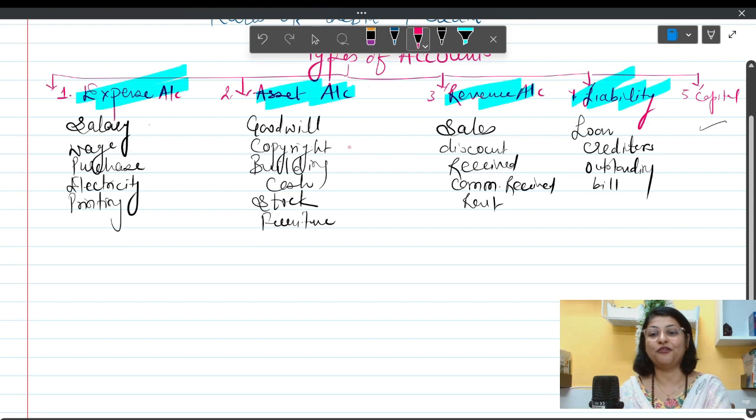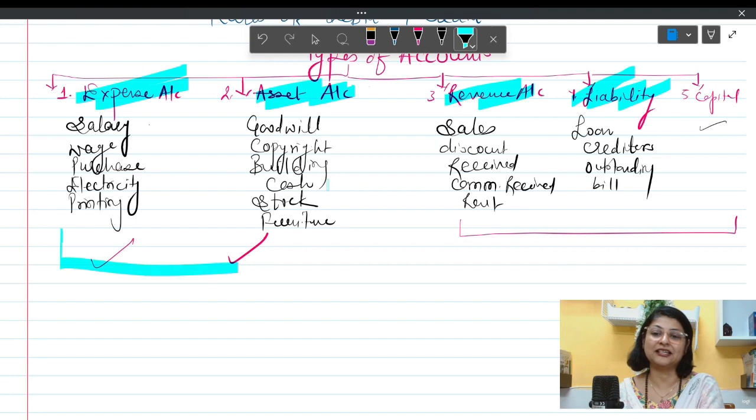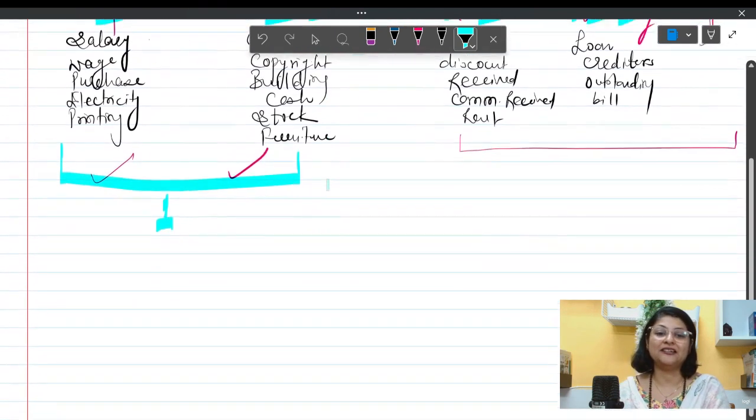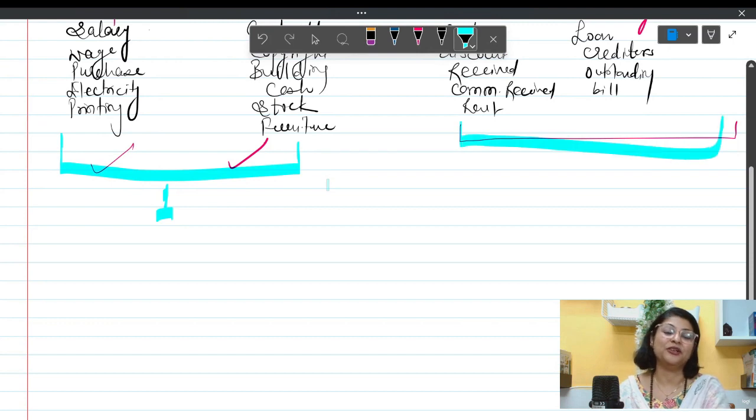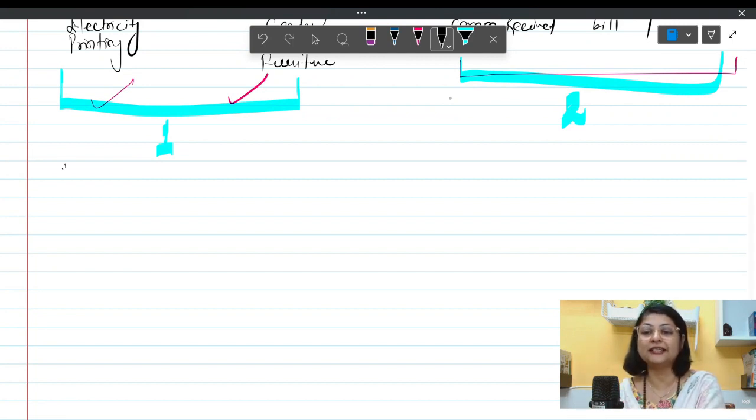So the rule for expense account and asset account is going to be the same, and these three are going to be the same. So I can say that I have two groups over here. Here is the first group, this is my group number 1, and the other one is my group number 2. So both have the same rule. So I have done the grouping.